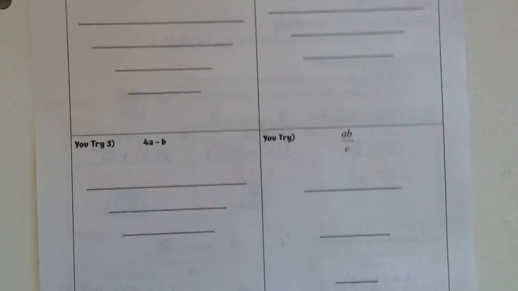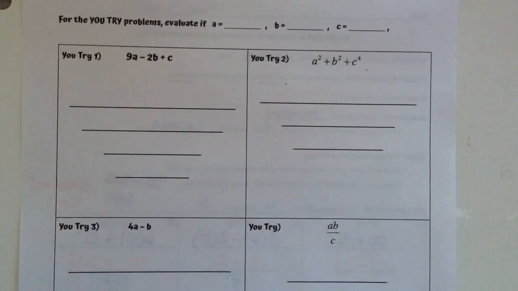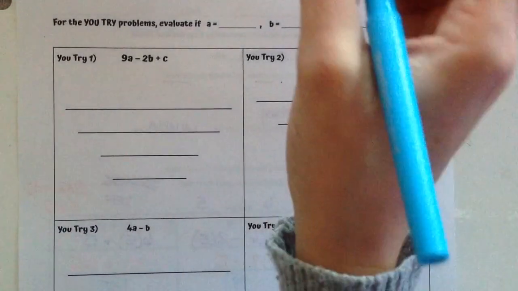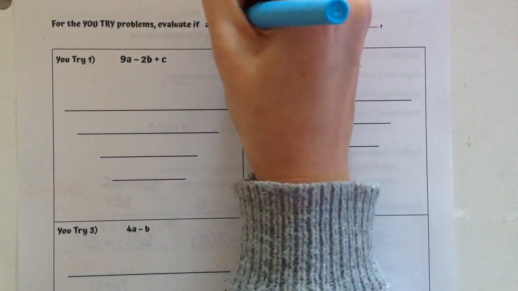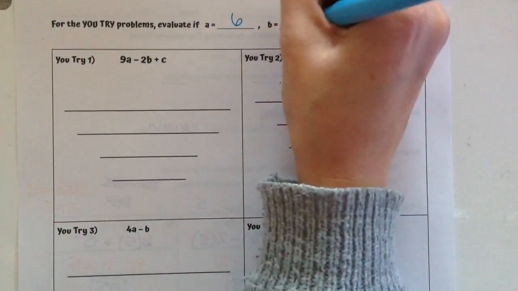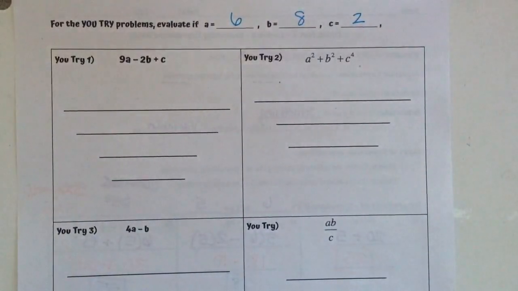All right, on the back, I want you to evaluate for the first 2 problems, or for the first 4 actually, if A is 6, B is 8, and C is 2. Go ahead and try those and then get your answers checked.